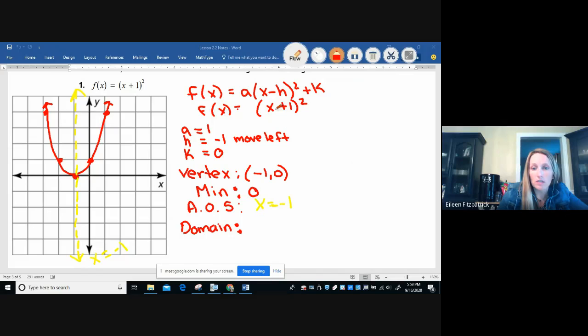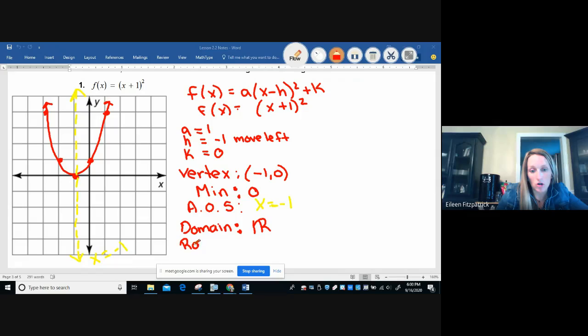When you look at the function itself, ask yourself, would I be able to plug in a negative value here, a positive value here, a 0, a decimal, a fraction, and calculate it? You could. There's no restrictions on what numbers you can plug in for x. So that means it's all real numbers. Also, the graph itself is going to go through every single x value, positive and negative, associated with our coordinate grid. So that's also why it's all real numbers.